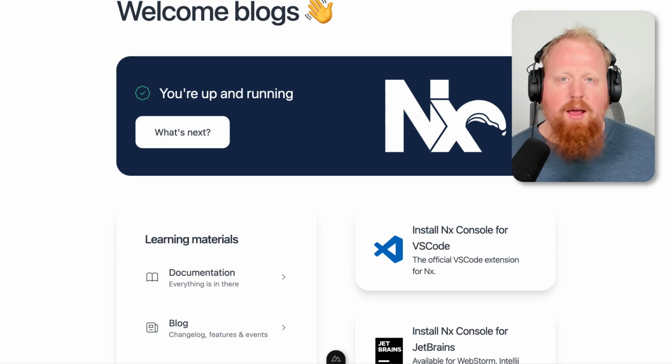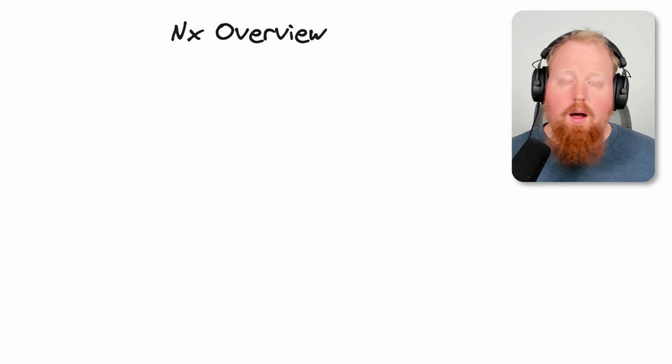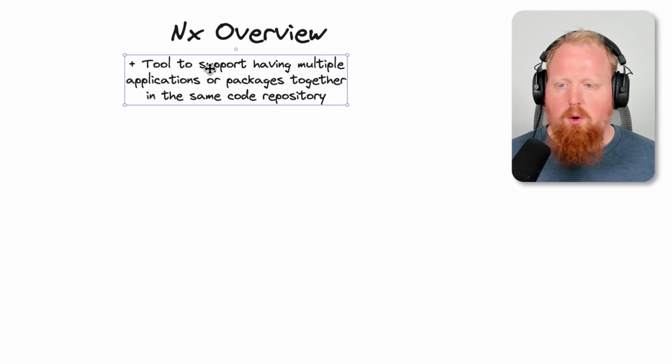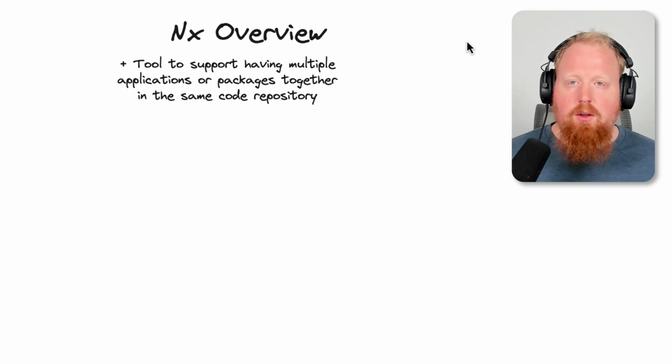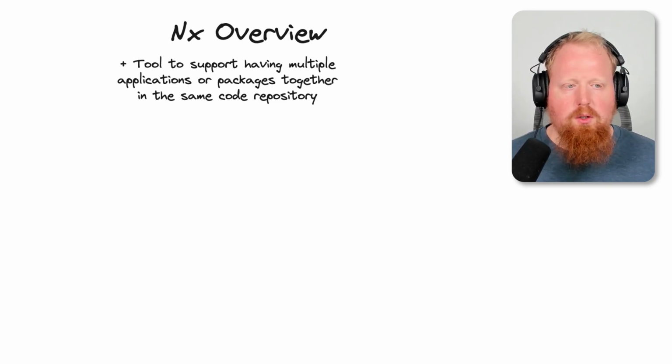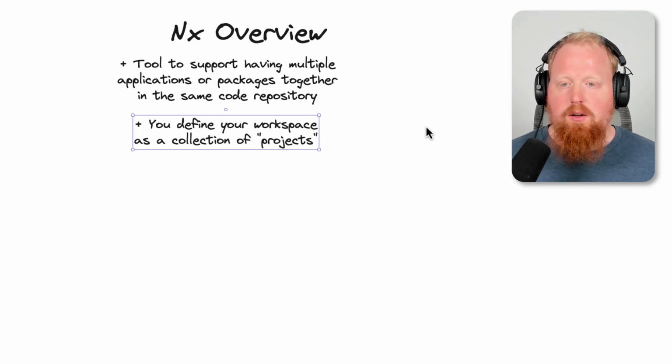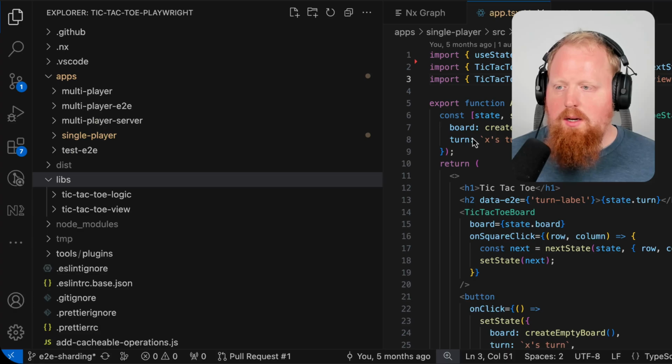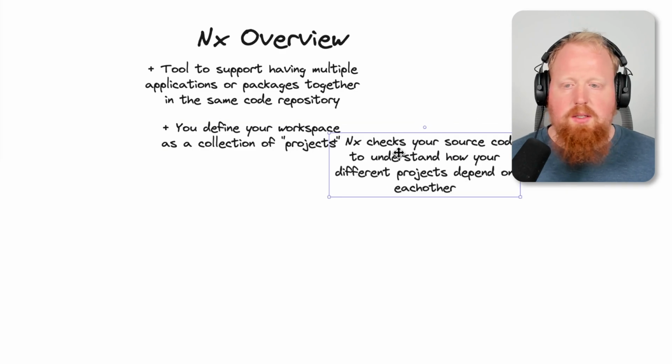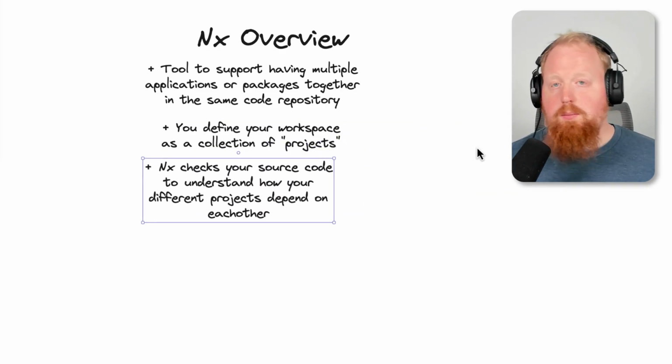Let's now jump into talking about NX and what the NX Nuxt plugin gives you as far as working together with Nuxt. All right, so just to focus in on NX really quick, as an overview, NX is a tool to support having multiple applications or packages together in the same code repository. The way that this works is you define your workspace or your repo as a collection of projects. For example, I have on screen here a tic-tac-toe workspace that actually includes multiple front-end applications and a back-end server. We also have some libraries here that are going to be used by both our front end and our back end code.